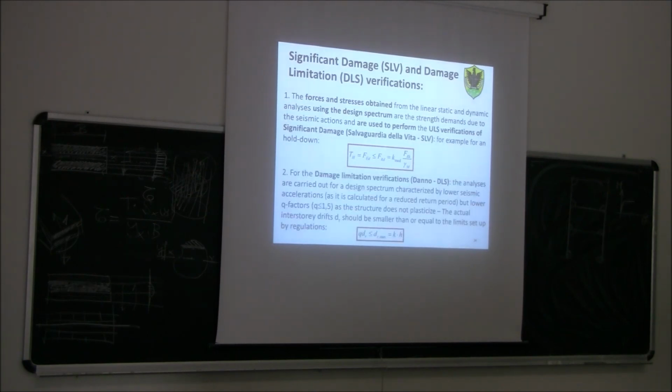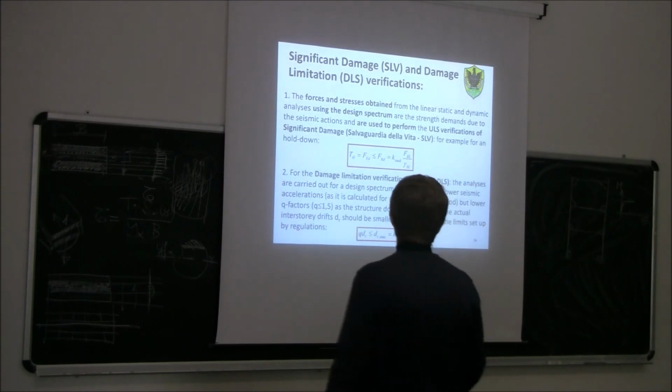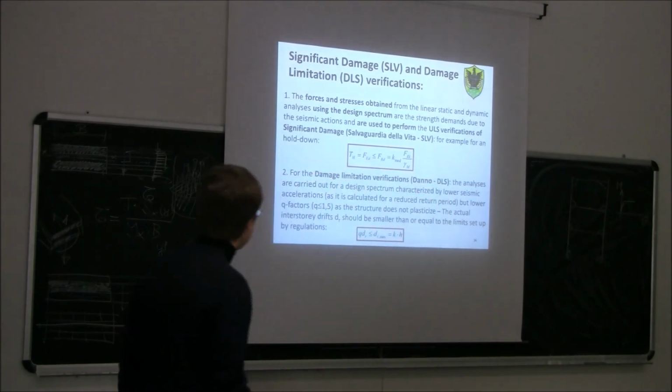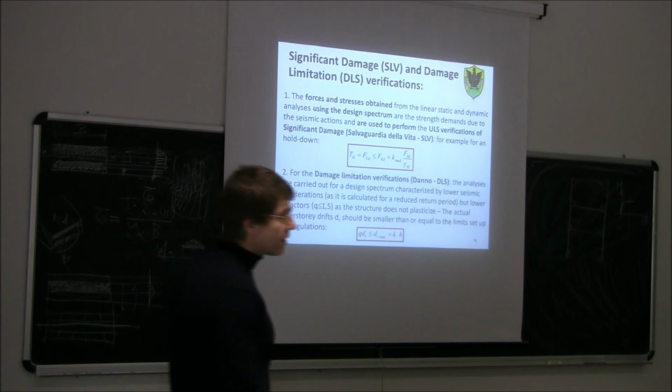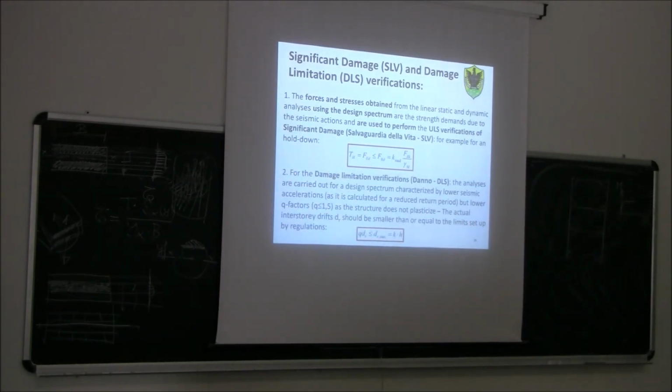And then we have to do another verification, which is a serviceability limit state verification, which is called damage limitation, or stato limite di danno in Italian. In this case, we consider a lower intensity earthquake, so not an earthquake with a return period of 475 years, but an earthquake with a return period of 50 years. We are going to check that under this reduced intensity earthquake, the interstory drift, which means basically the relative displacement of one floor with respect to the other.